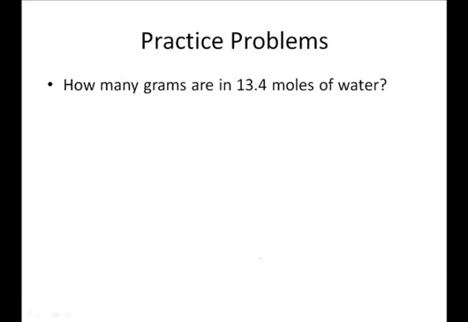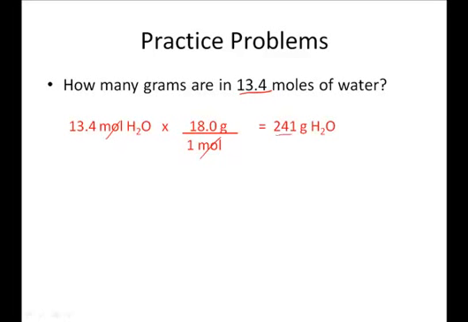Here's a practice problem. So, how many grams are in 13.4 moles of water? Well, in order to solve this problem, we need to know the molar mass of water, which is 18 grams, and notice how we put it over 1 mole. The reason we do that is when we multiply through using dimensional analysis, moles cancel out. When we do that, we simply are left with 241 grams of water. Notice how I'm abiding by the significant figures rule, where I start off with 3 significant figures, and I'm ending up with 3 sig figs in my answer.